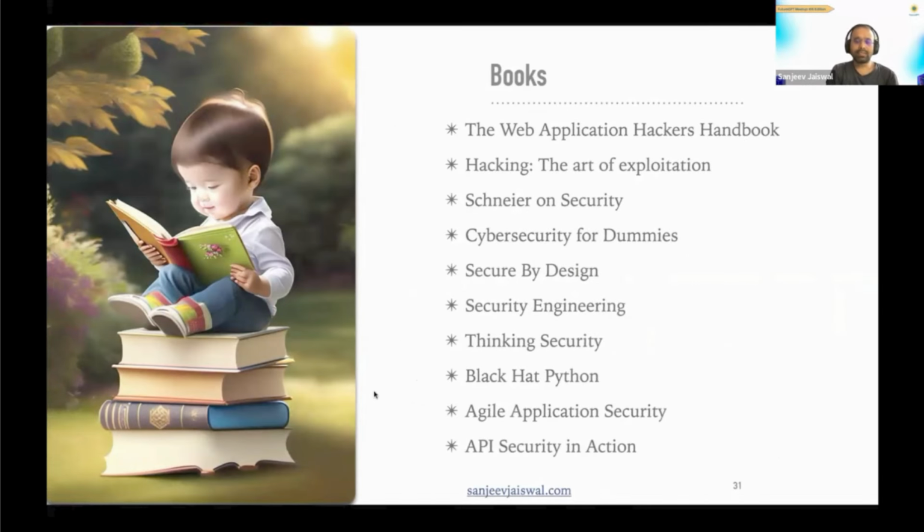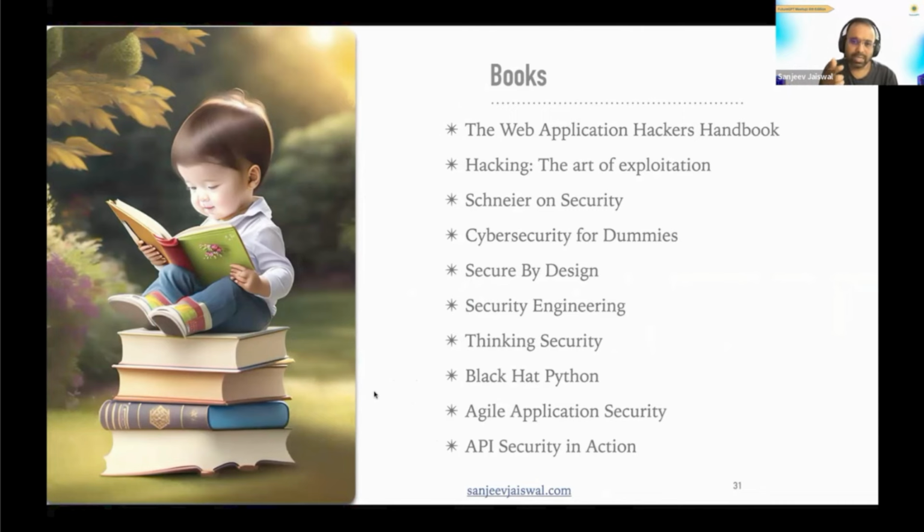So these are the books, and again, I'm not telling anything for any particular domain. It can be for anything. Thinking Security and Security Engineering are books that I say everyone should read. Try to understand the Phoenix Project. Try to understand how a web application works. If you are very new, Cybersecurity for Dummies could be the first book that you can try.